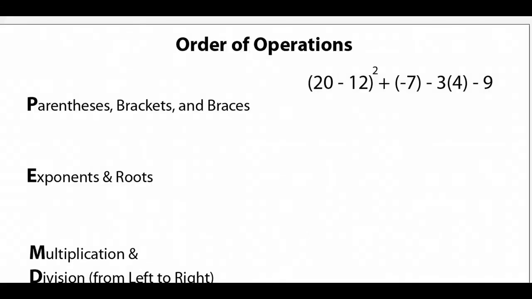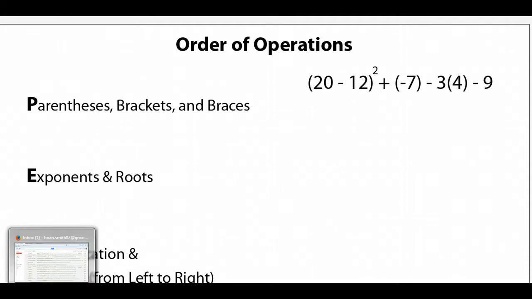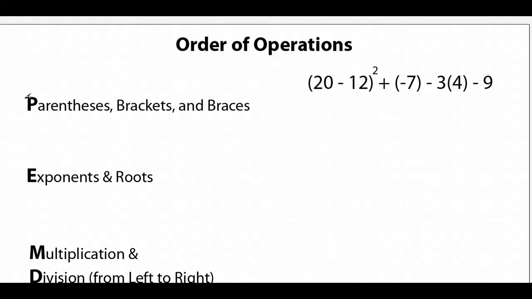It looks like you struggled a little bit, so let's take a look at an example and then I'll give you another practice problem to work on. So let's start with this problem here, and we're going to start with parentheses. And so we look and we have this 20 minus 12 squared. So we start within these parentheses. So 20 minus 12 is 8, and we drop everything down.